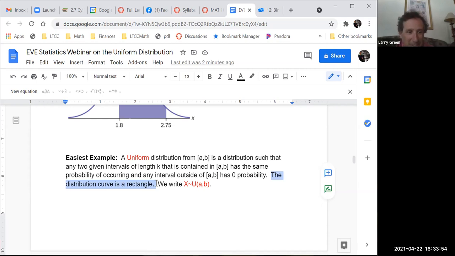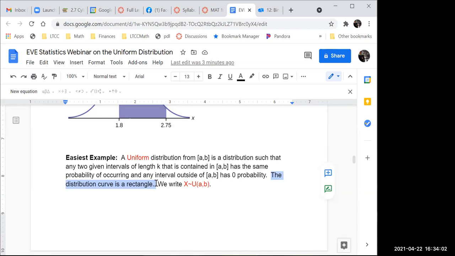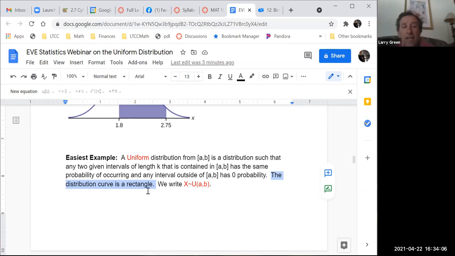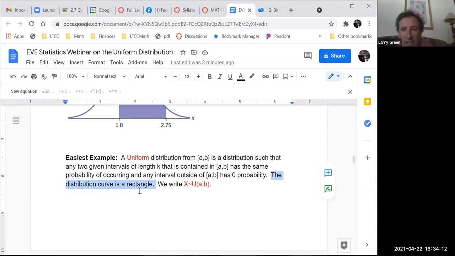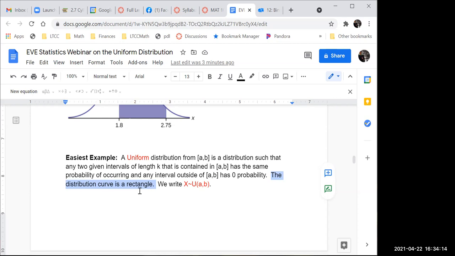So the distribution curve is a rectangle. Is that easier for you? Not really, because it doesn't provide much context. If I were to read that in my notes, I would not remember. Yeah, we're going to do a lot of examples, and from the examples, you'll start seeing it. The context will happen, but I need a more concrete definition.